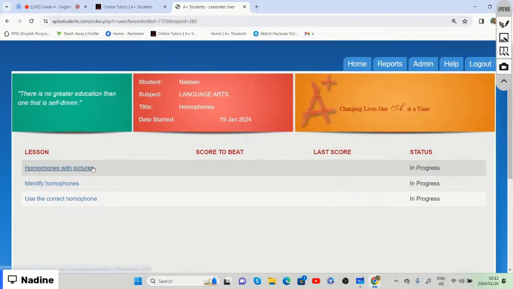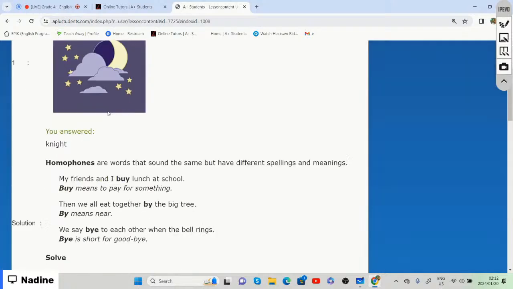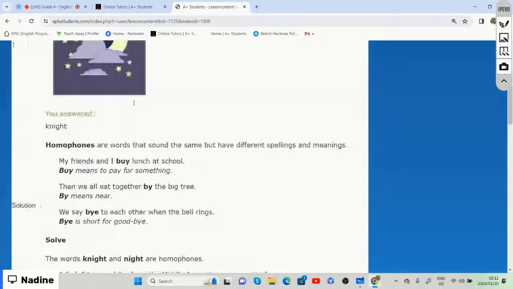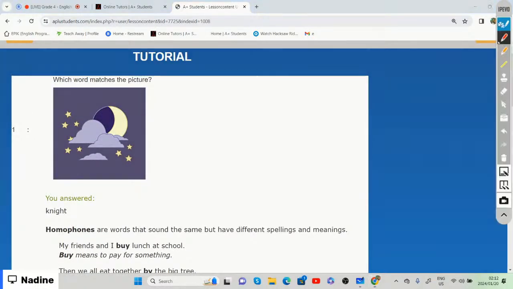All right, so we're going to look at homophones with pictures. If we look at this picture, the homophone with the picture says, which word matches the picture? We need to say which word matches the picture. Is it night or is it night?